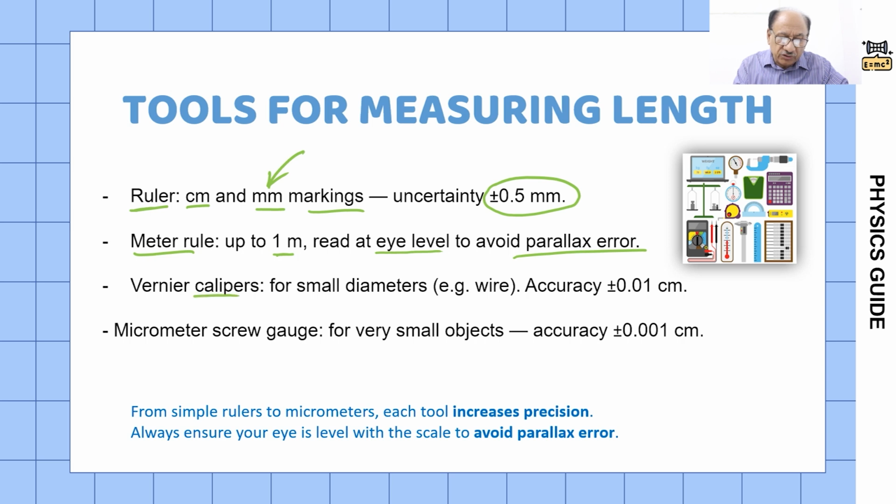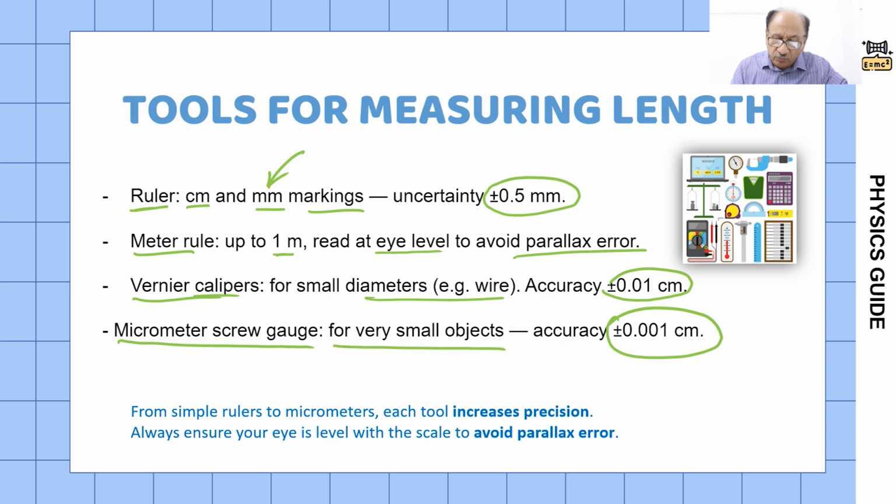Vernier calipers are for small diameters. We are using vernier calipers to find the diameter of a ball, or the diameter of a wire, those type of things, and accuracy is plus minus 0.01 centimeter, so hundredth part of a centimeter. Micrometer screw gauge has thousandth part of a centimeter accuracy, so it is more accurate, but it is used for very small objects. A micrometer screw gauge is normally used to measure the diameter of a thin wire.